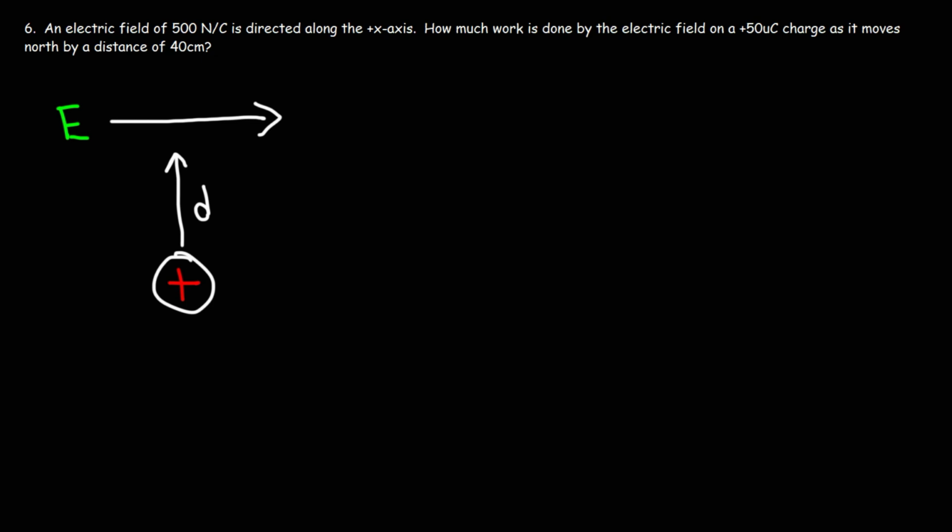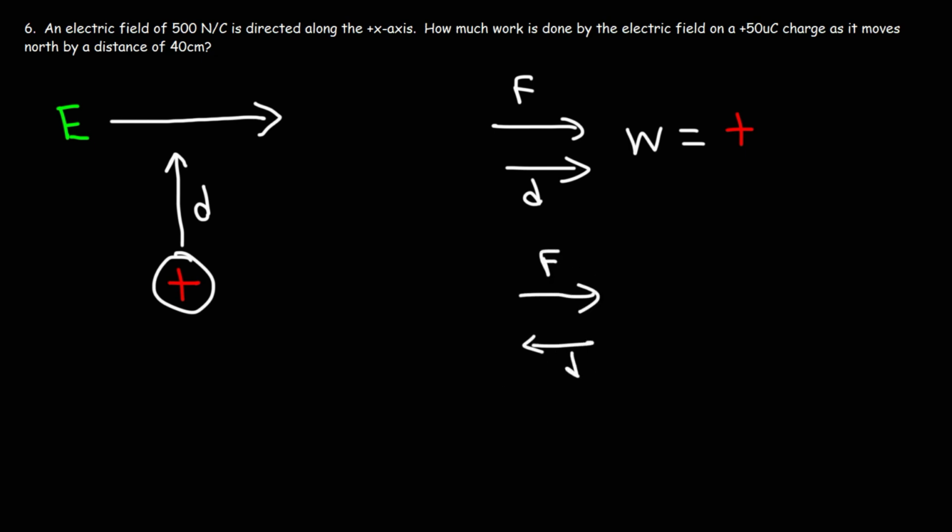So we need to look at the force and displacement vectors. When the force and displacement vector are in the same direction, the work done by that force is positive. If these vectors are in opposite direction, the work done is negative. But what happens when the displacement vector and the force vector are perpendicular? In this case, no work is done.